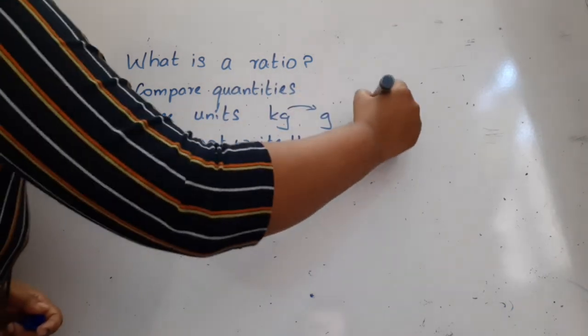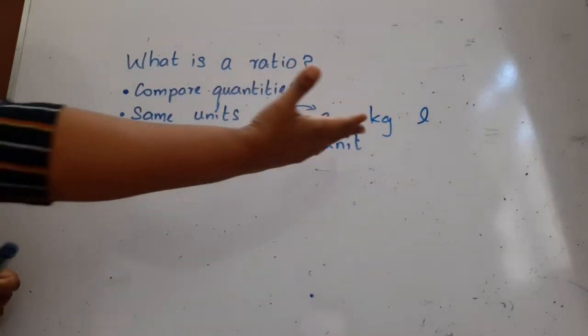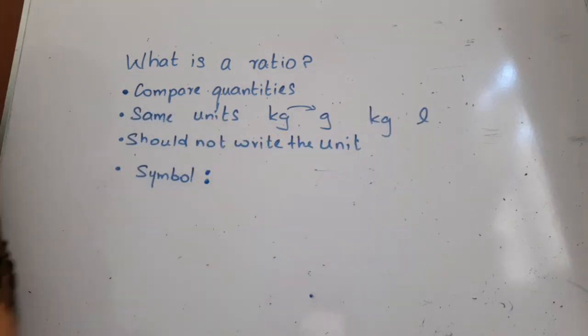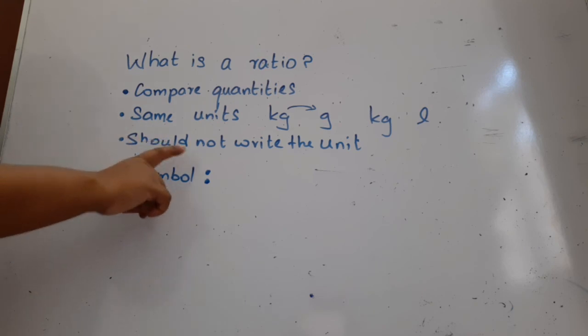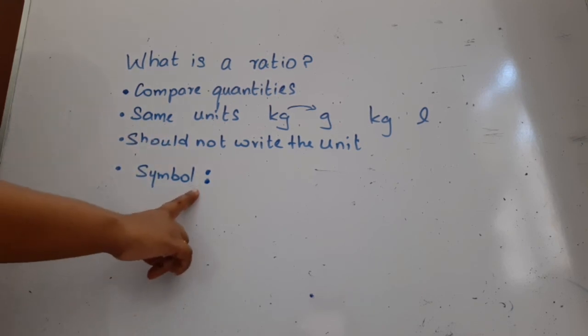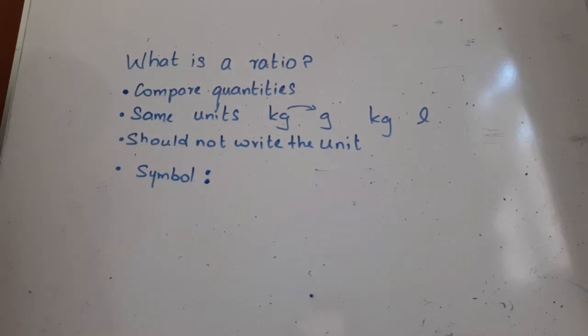But you cannot compare a kilogram and a liter because this is the measurement of mass, whereas this is liquid measurement. So you cannot compare these two because they are different units. And third, you should not write the units when you write the values, and the values must be separated using this symbol. Now the next thing we will be learning is equivalent ratio.